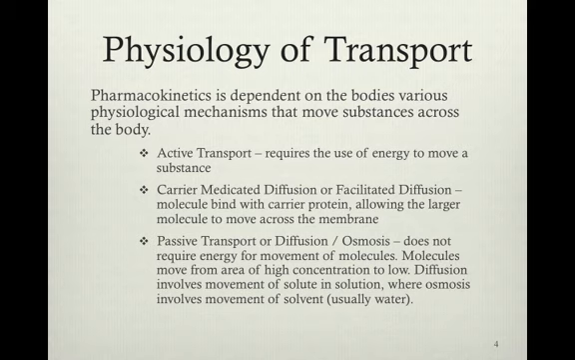The next one we're going to talk about is carrier-mediated diffusion, or facilitated diffusion. A molecule binds with a carrier protein, allowing larger molecules to move across the membrane. An example of this would be insulin on the surface of the cell, which facilitates the diffusion of sugar into the cell. Passive transport, or diffusion and osmosis, does not require energy for movement of molecules. Molecules move from an area of higher concentration to an area of lower concentration. Diffusion involves the movement of solutes in a solution, whereas osmosis involves the movement of a solvent, usually speaking about water.